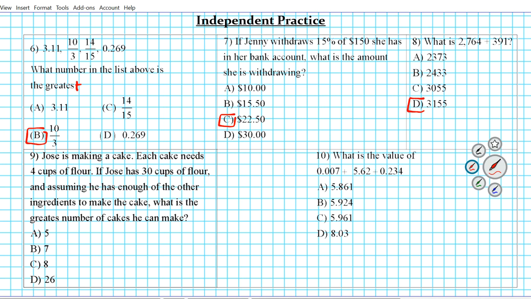For number 8, the answer is 3,155, option D. And for number 9, the answer is 7. You get 7 remainder 2, but you truncate that 2 out of this mix since you cannot make a cake with that fractional amount of flour. And then number 10, the answer is 5.961, option letter C.